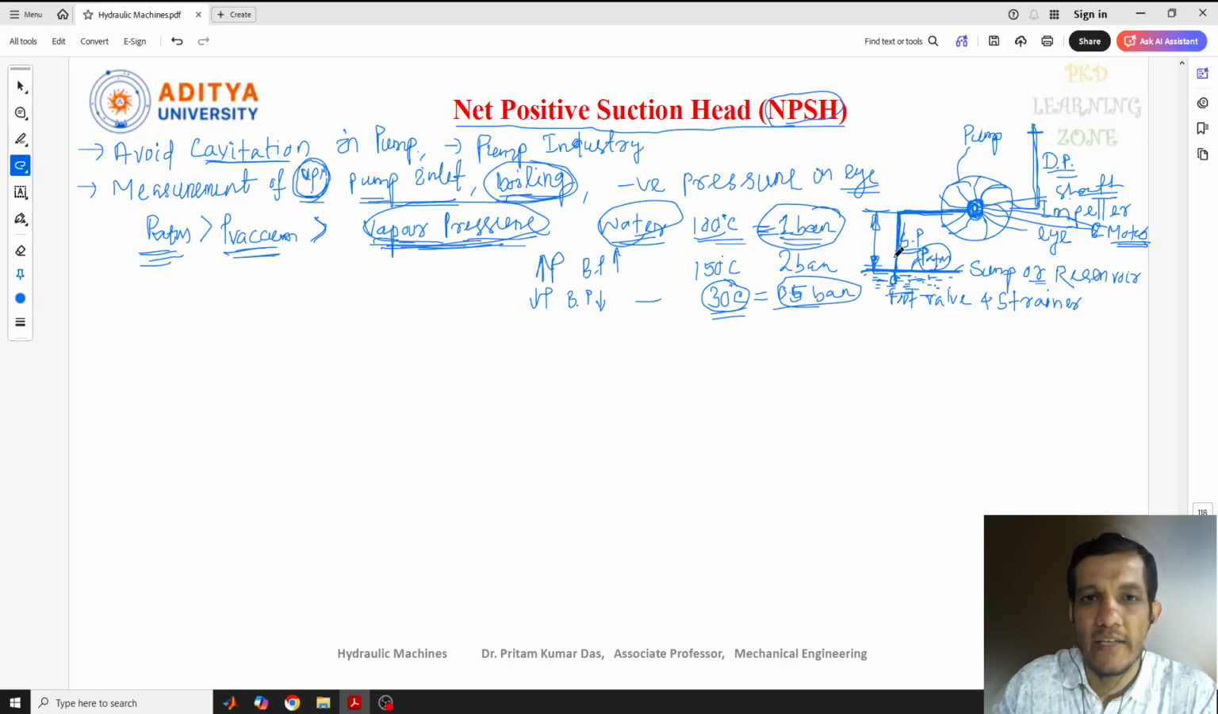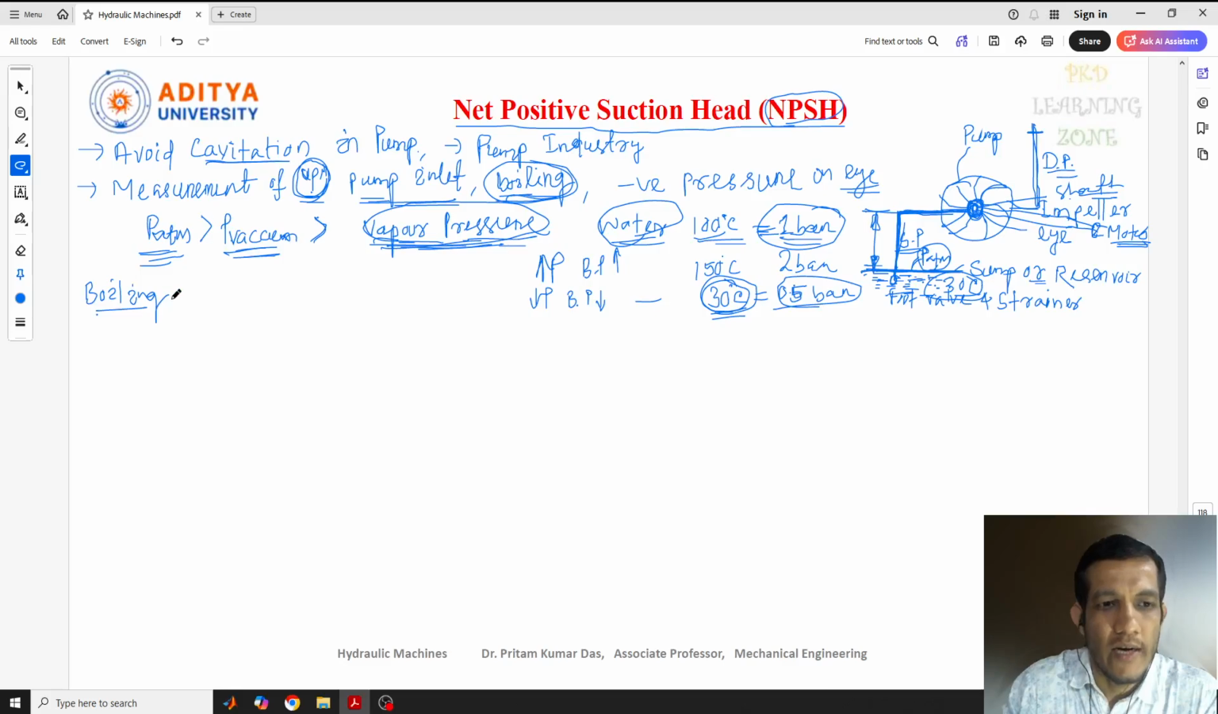That means low pressure is created. Even though the temperature stays the same, the normal temperature is 30 degrees centigrade. The water is lifted up here at 30 degrees centigrade, and even at 30 degrees centigrade the water starts boiling. Once the water starts boiling, we know bubble formations will be there. Once the bubble formations are there in the pump, see, this is the low pressure zone.